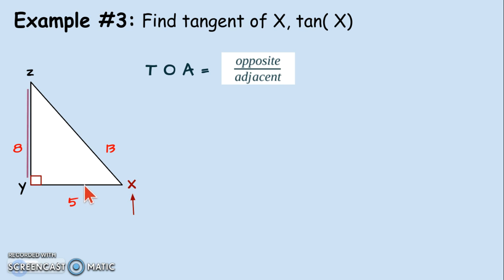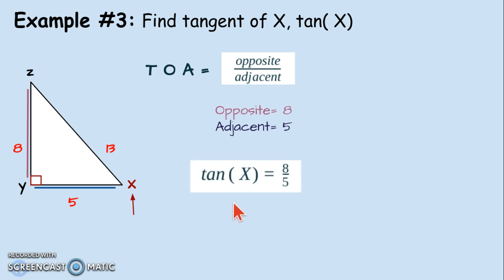This gives us 8 for the opposite side length here. Then we have the side adjacent to X. Well, it can't be 13 because 13 is our hypotenuse, so this leaves us with 5. This gives us our ratio of 8/5, and our answer: tangent of X is equal to 8/5.